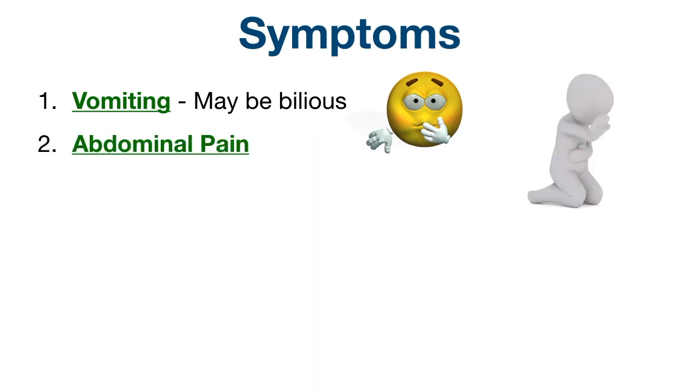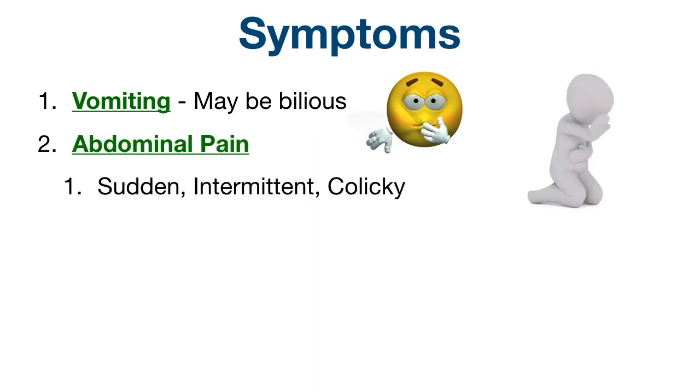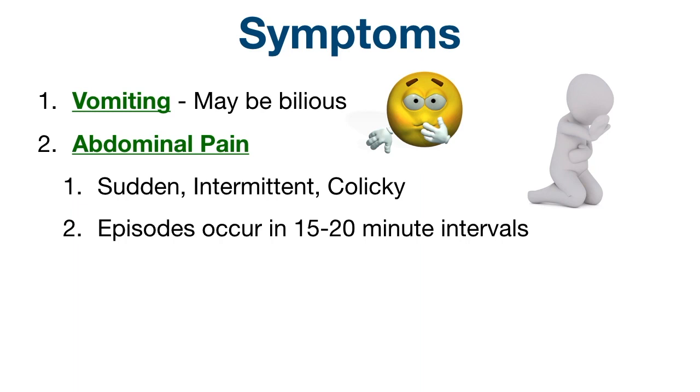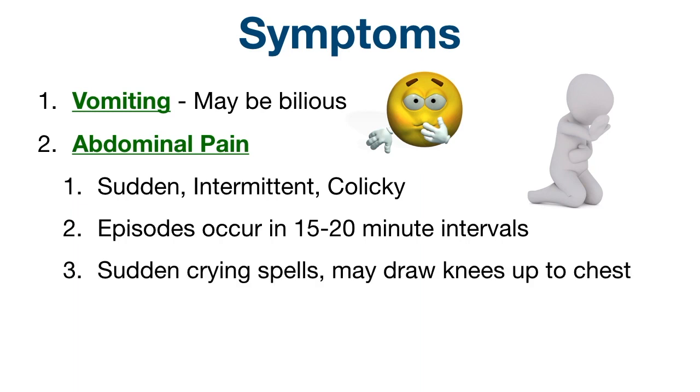The next symptom is abdominal pain. It's often described as sudden onset, intermittent colicky pain occurring in episodes. Episodes are usually in 15 to 20-minute intervals, and during an episode, the infant may suddenly cry loudly and draw their legs up to their chest or curl up in a ball.